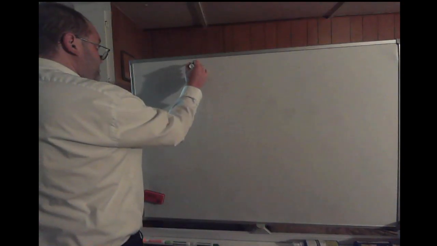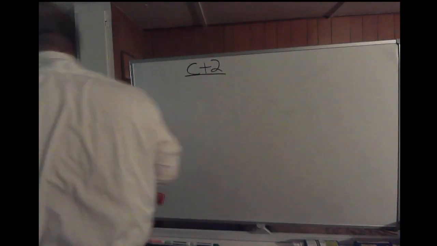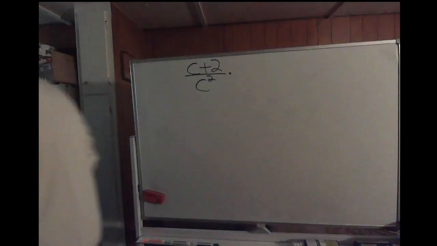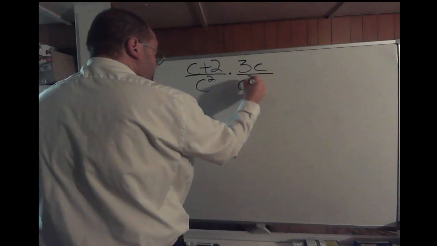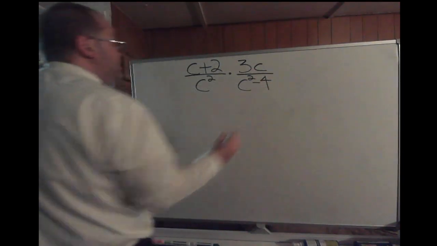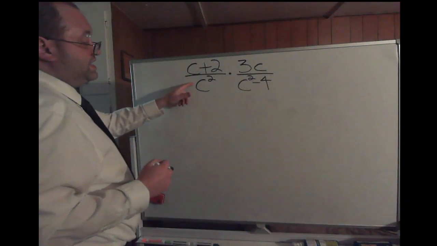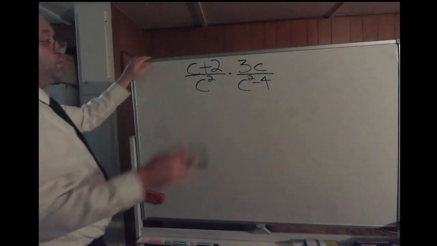Alright, now let's change it up again. We have c plus 2 all over c to the second times 3c all over c squared minus 4. Alright, so we got c plus 2 all over c to the second times 3c all over c squared minus 4.